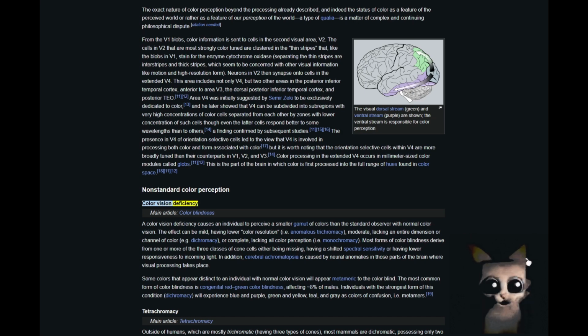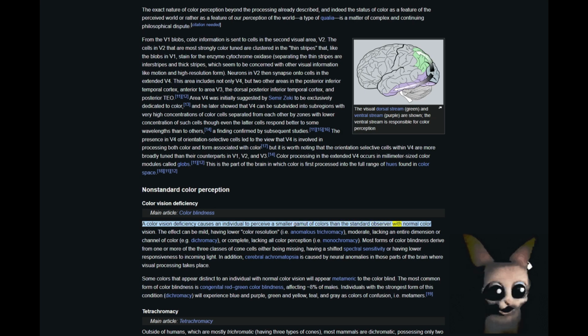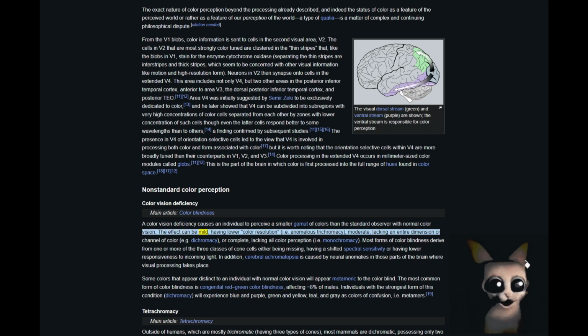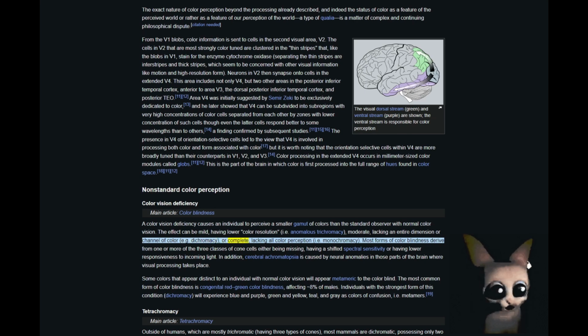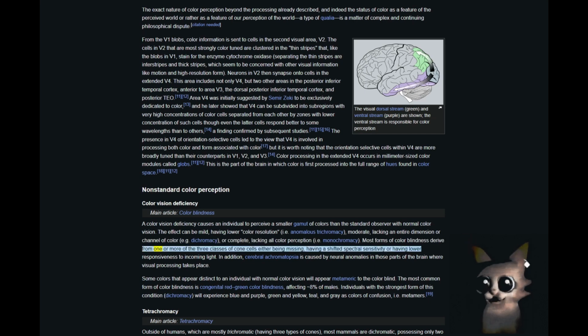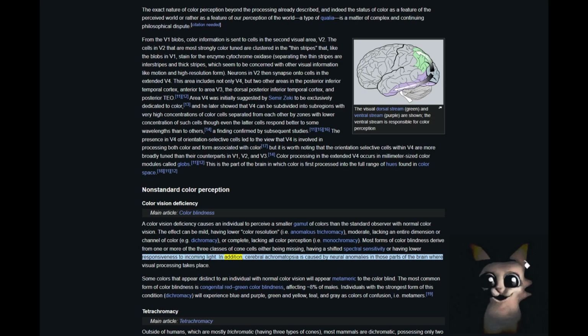Non-standard color perception. Color vision deficiency. Main article, color blindness. A color vision deficiency causes an individual to perceive a smaller gamut of colors than the standard observer with normal color vision. The effect can be mild, having lower color resolution, i.e. anomalous trichromacy, moderate, lacking an entire dimension or channel of color, e.g. dichromacy, or complete, lacking all color perception, i.e. monochromacy. Most forms of color blindness derive from one or more of the three classes of cone cells either being missing, having a shifted spectral sensitivity, or having lower responsiveness to incoming light.